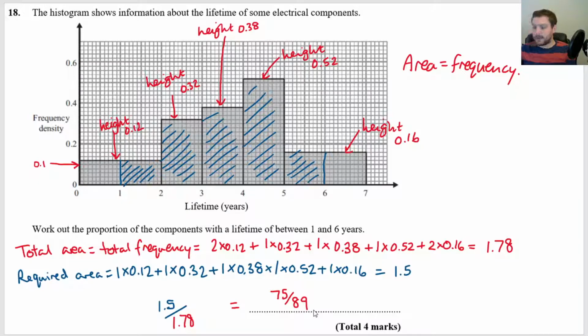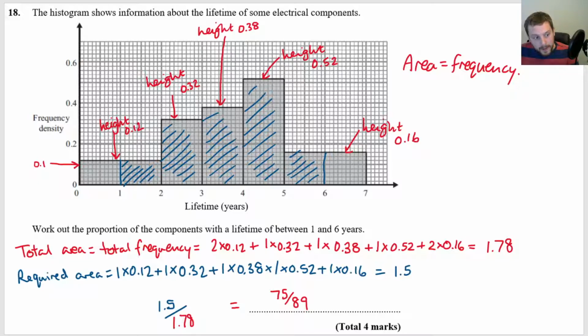Oh, I mean, that does not look right, does it? But it is right. 75 over 89. They allow you to round that to 0.84. But anyway, the actual answer is 75 over 89.